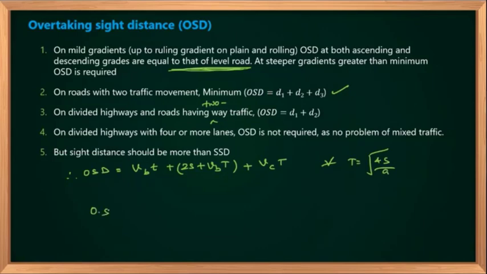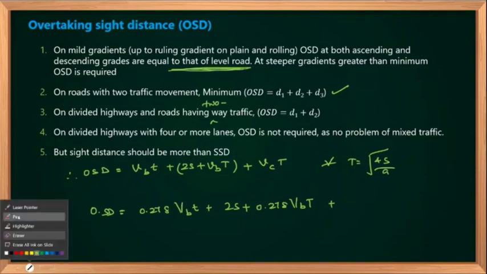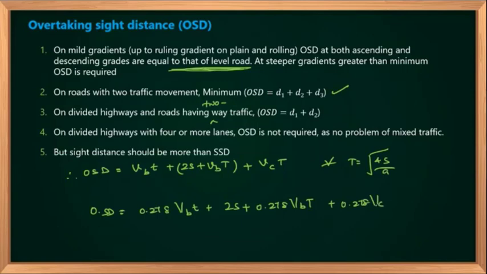Next, OSD is equal to 0.278 VB into small t plus 2s plus 0.278 VB into capital T plus VC, plus 0.278 VC into capital T. Got it? Shall we proceed?